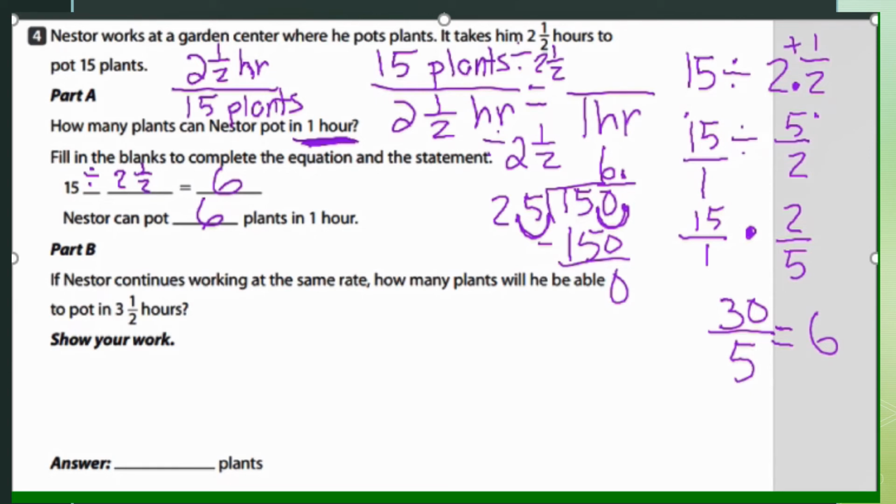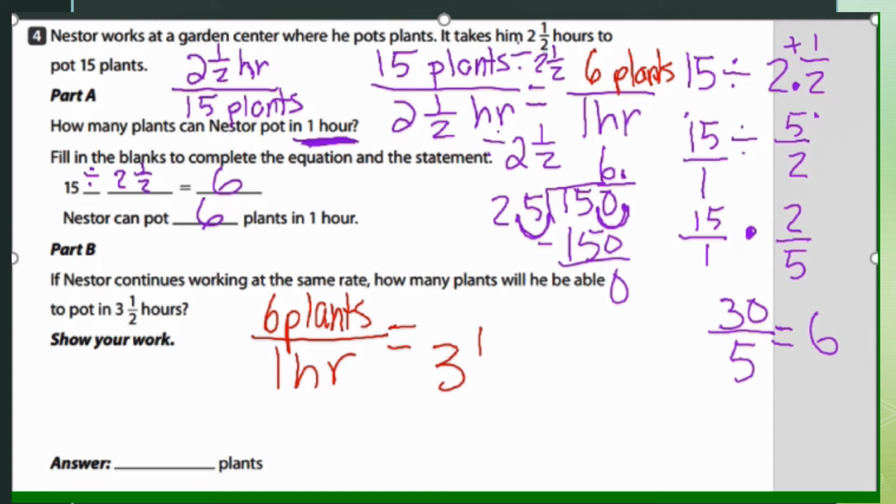So now we need to use our unit rate, which was 6 plants per 1 hour. So we can say that 6 plants is equivalent to 1 hour. So we need 3 1/2 hours for the denominator.